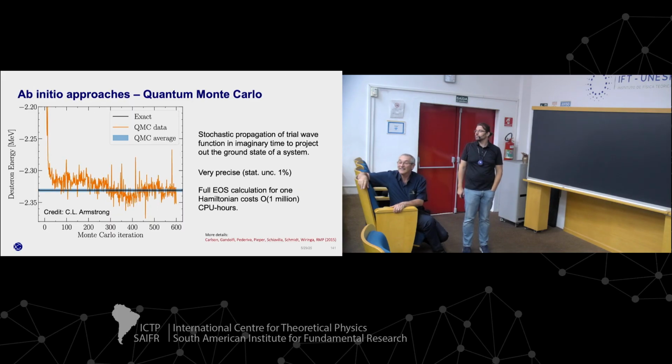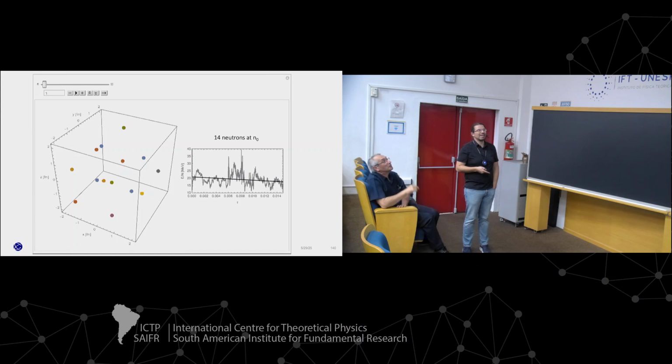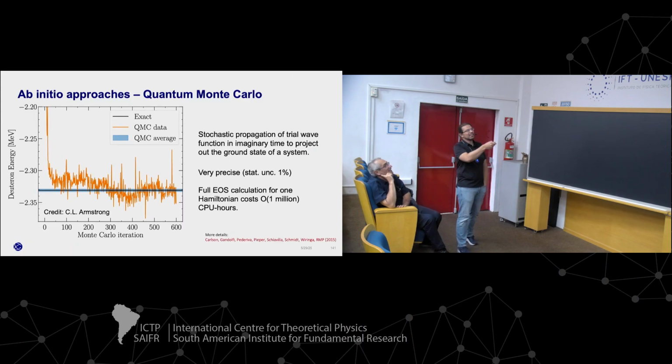Not in my movie because it's not great, but here you see this. This is just the first 600 time steps. If you continue, it will level off. These are the Monte Carlo points, the measured energies. Then you see the exact result as a black line, and after convergence, the quantum Monte Carlo average as the blue band. There's a statistical uncertainty, because it's a statistical process, but it will converge to the true number.